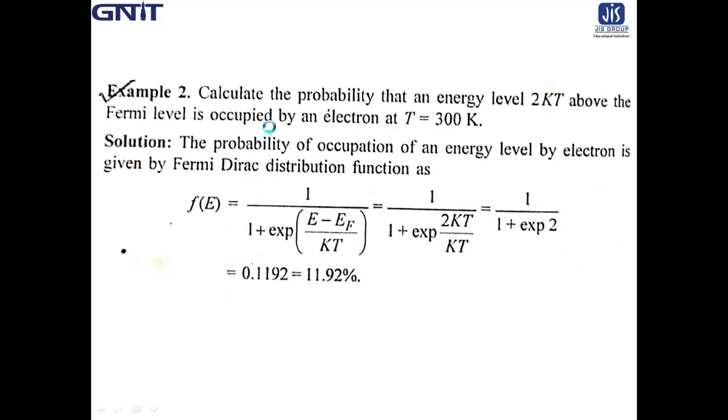What is the problem? Calculate the probability that an energy level 2 kT above the Fermi level is occupied by an electron at T equal to 300 Kelvin. Again, I am repeating the problem: calculate the probability that an energy level 2 kT above the Fermi level is occupied by an electron at 300 Kelvin.